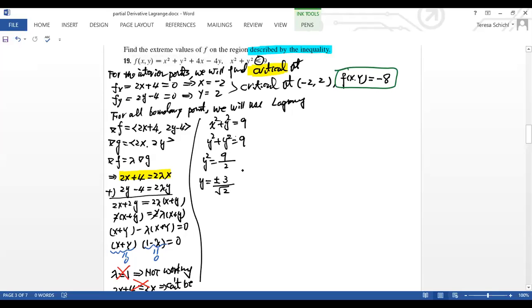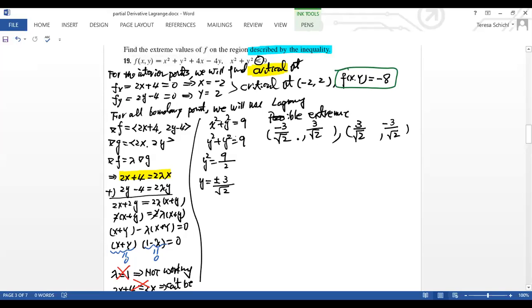With these, I will have possible extrema. When y equals positive 3 over square root of 2, because x equals negative y, then x is negative 3 over square root of 2. Also, y could be negative 3 over square root of 2, then x is negative y, so this will be 3 over square root of 2.